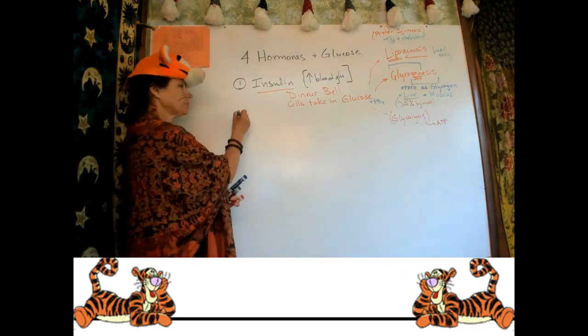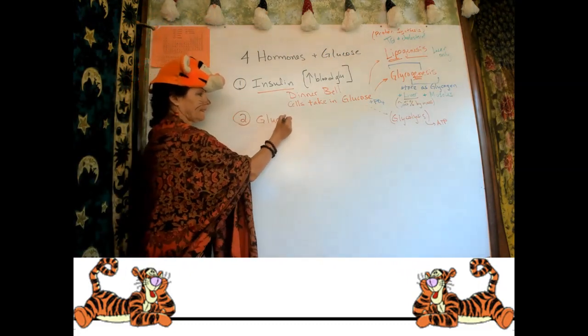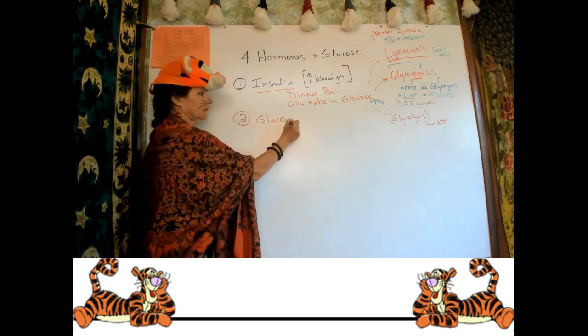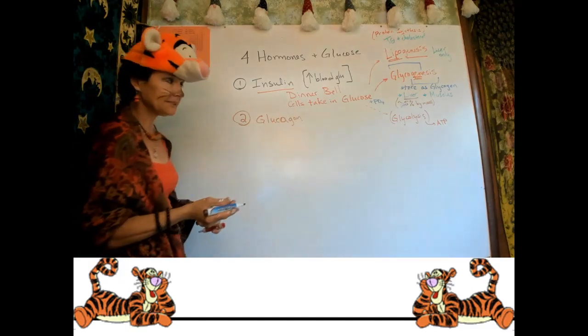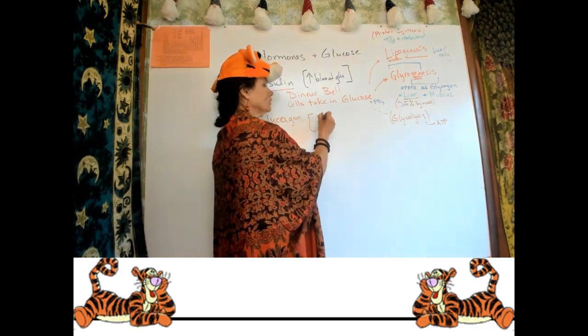Its counterpart is glucagon. Glucagon is also released by the pancreas when you have low blood sugar.